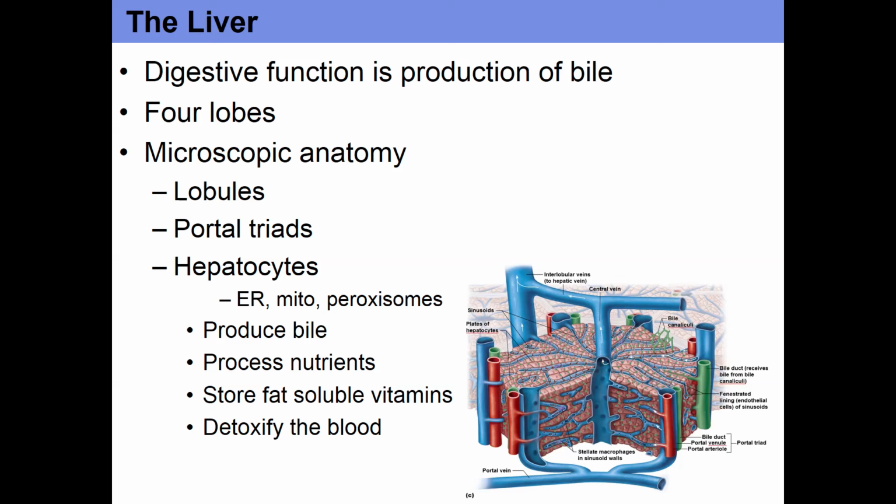Other things, it can store the fat-soluble vitamins, so those include vitamins A, D, E, and K, the ADEK vitamins. Those are your fat-soluble ones, and the liver can store those. And then it also detoxifies the blood. One of the things that it does is help us to get rid of ammonia, which is a byproduct of breaking down protein. So it can play a role in that as well.